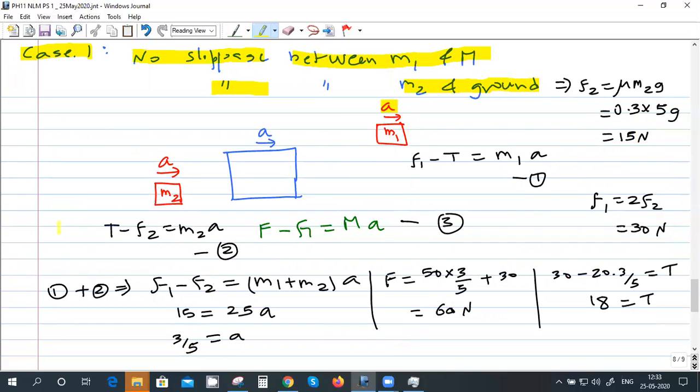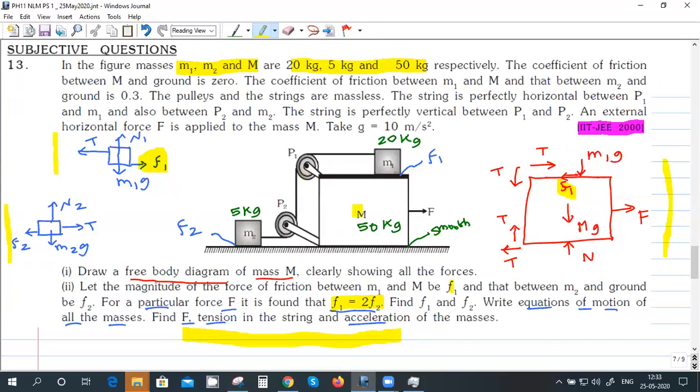In that situation, since there is no slippage between capital M and M1, the acceleration of M and M1 are the same. And the string length is constant, right? So if M1 moves towards right by distance x, M2 will move the same distance x, because the string is tight. So the acceleration of M1 should be the same as M2, as long as the string is tight. And acceleration of capital M and M1 are the same because there is no slipping. Got it?